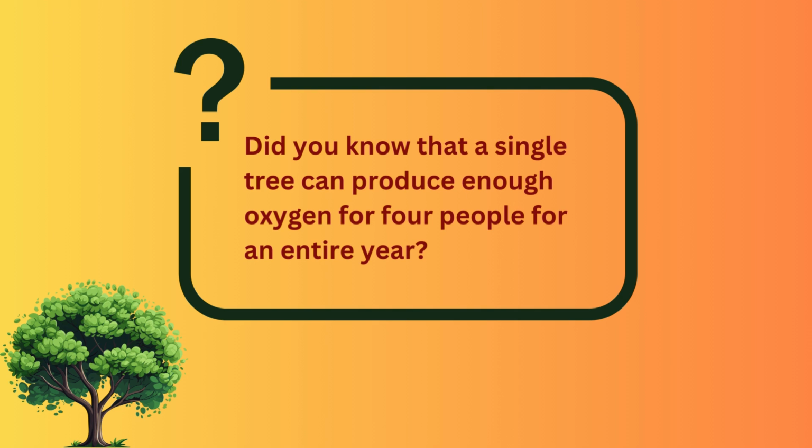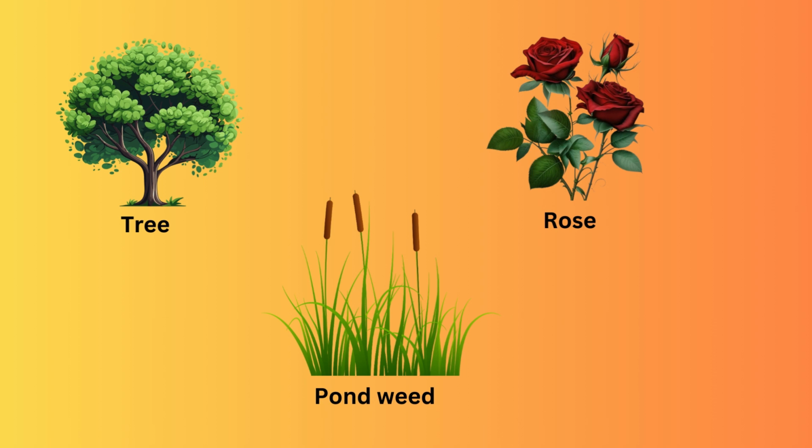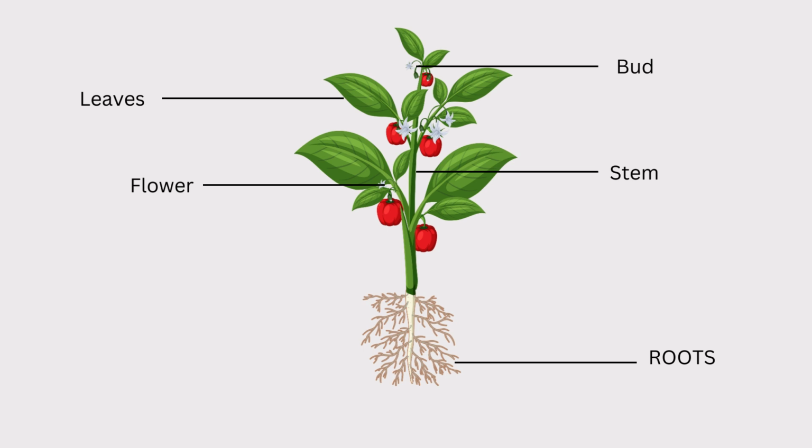By the end of today, you will know all about different types of plants and their structures. Let's start by looking at different types of plants and their structures. As you can see, plants come in many shapes and sizes, but they all share some common parts. These are leaves, flowers, stem, roots, and buds. Let's learn how these parts help the plant survive and grow.